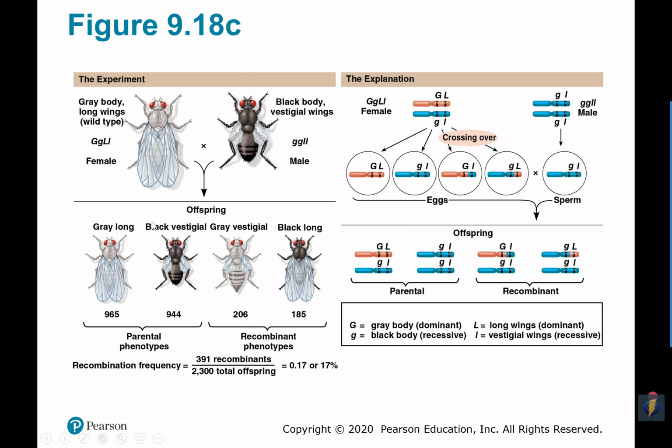When they mate, we get this resultant offspring that in some instances resemble the appearance of the parents, but in some have these recombinations where you have a gray body with small wings or a black body with long wings. And to determine the recombination frequency, you just add up the total number of recombinant offspring over the total number of offspring, and you get a percentage.